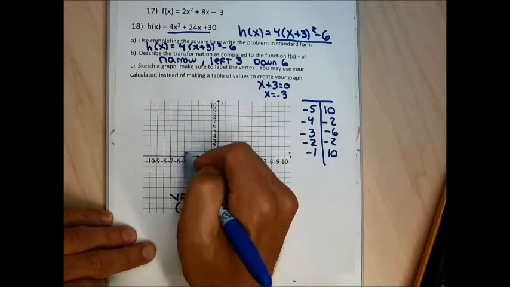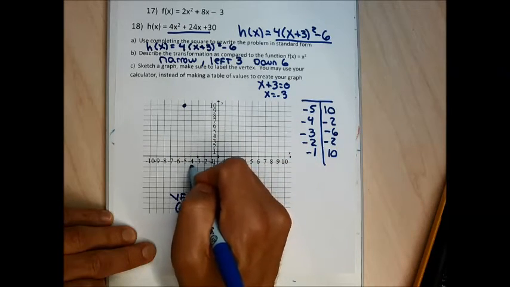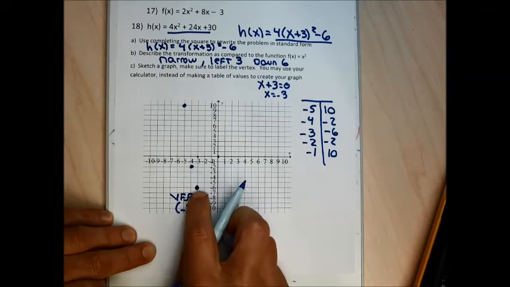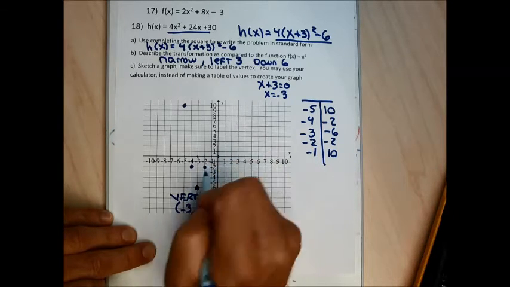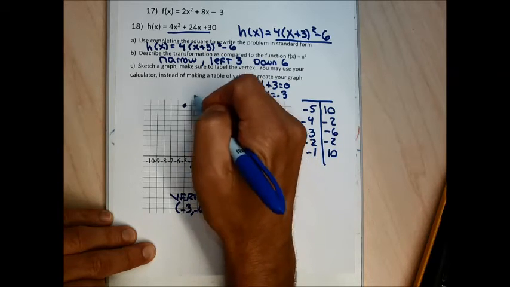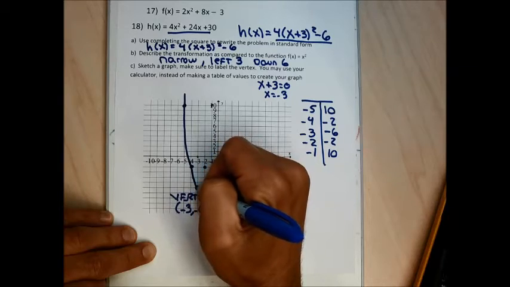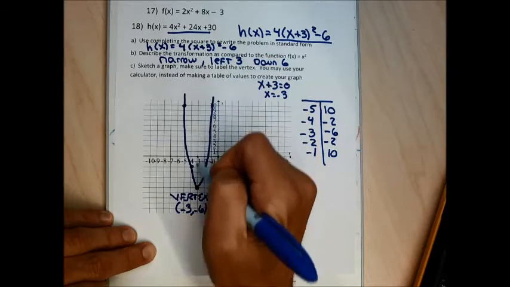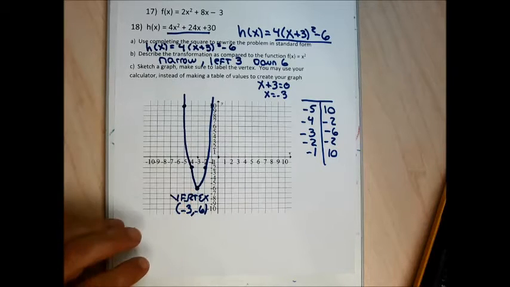So first point, negative 5, positive 10, then negative 4, negative 2, negative 3, negative 6, which I already knew from the shifting, negative 2, negative 2, and negative 1, positive 10. It's a nice skinny graph compared to the normal graph because the 4 in front of the parentheses makes it skinny. That's a reasonable graph. This should be more of a U than a V, but I can live with that.